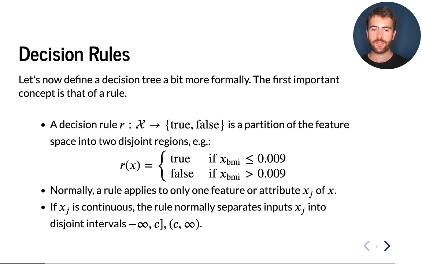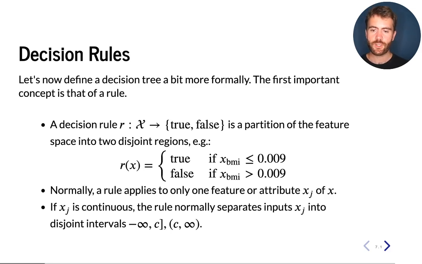Essentially, you can think of a decision rule as partitioning the feature space into two disjoint regions. So one example of a rule that we saw earlier on the previous slide was looking at whether the BMI feature is higher or lower than a certain value. And essentially this rule outputs a binary outcome. Is the certain criterion satisfied or is it not satisfied?